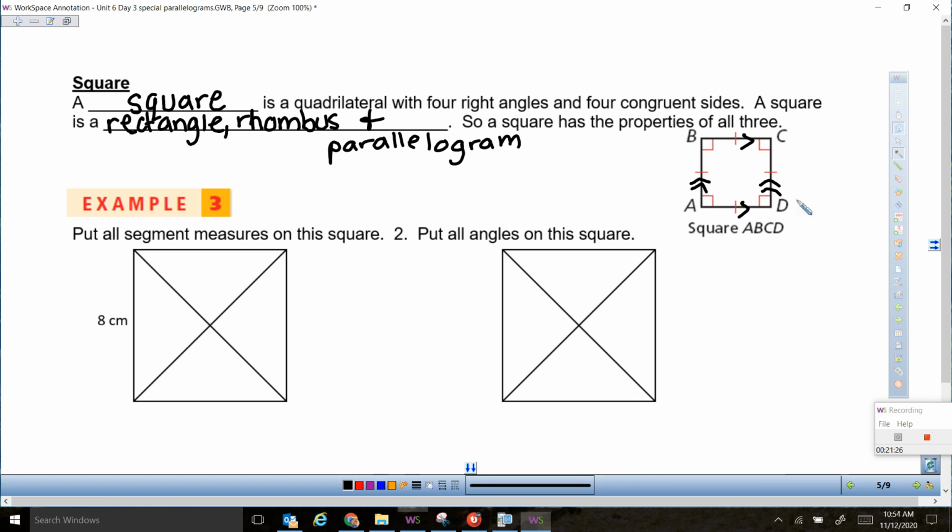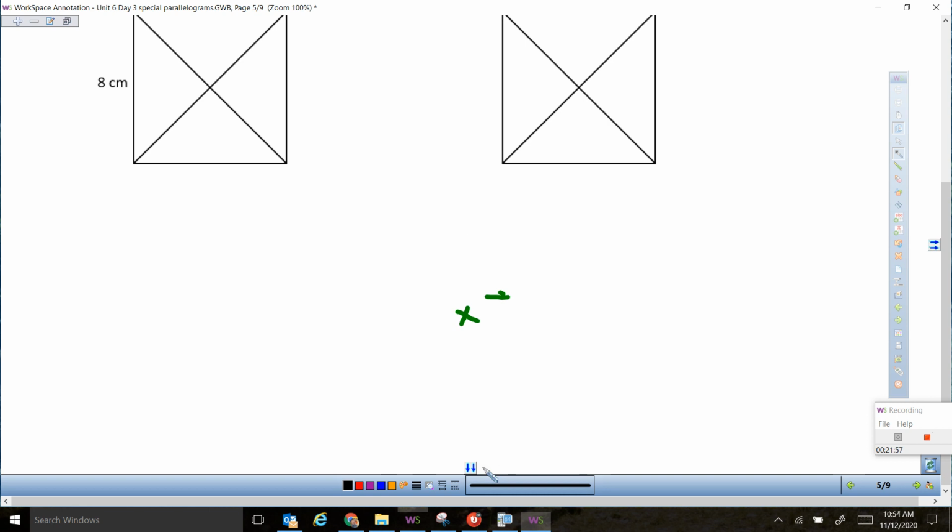So, example 3, they want us to just dive in. We already know all the properties now. And it says put all segment measures on this square. So that's example 3. I guess this one's called number 1. Since over here, this one's called number 2. Okay, so they tell us this is a square. Got this random stuff down here. Let me erase that.